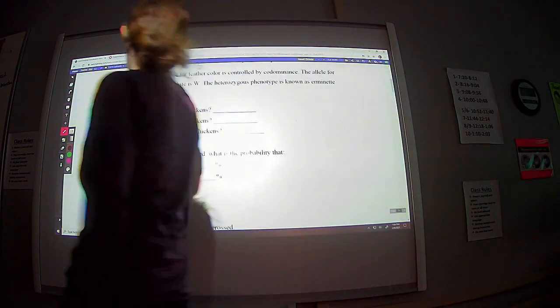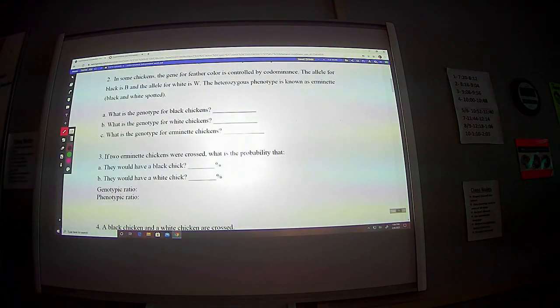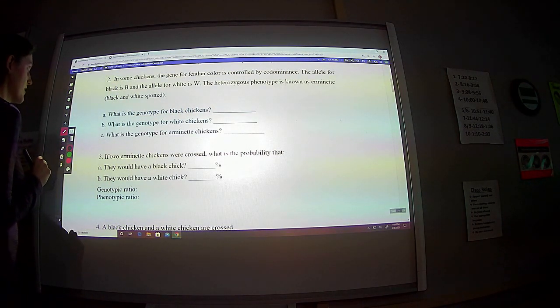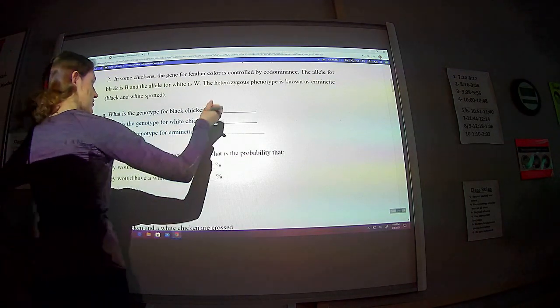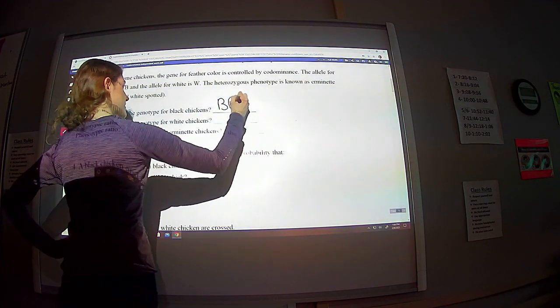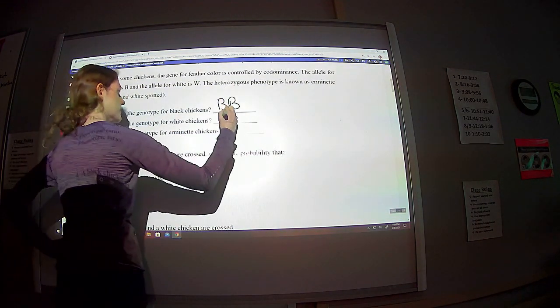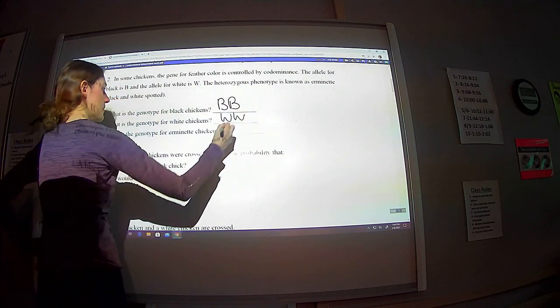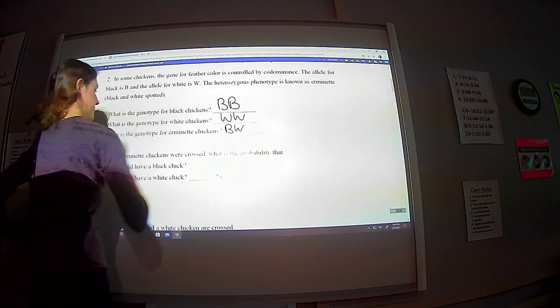So in some chickens, the gene for feather color is controlled by codominance. The allele for black is B, the allele for white is W. Heterozygous phenotype is known as erminite, which is a black and white spotted chicken. What is the genotype for black chickens? So here's our key. It's going to be two B's. Genotype for white chickens is two W's. Erminite chickens is going to be BW.